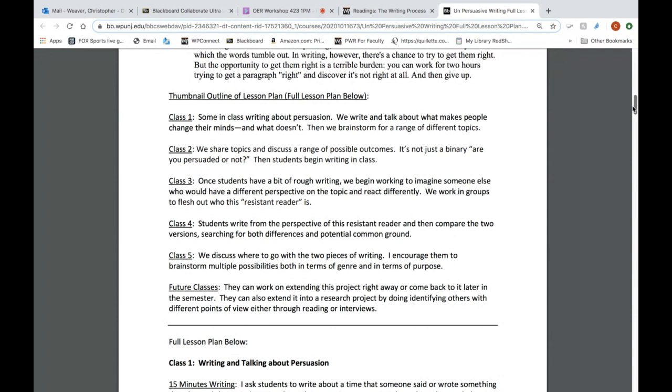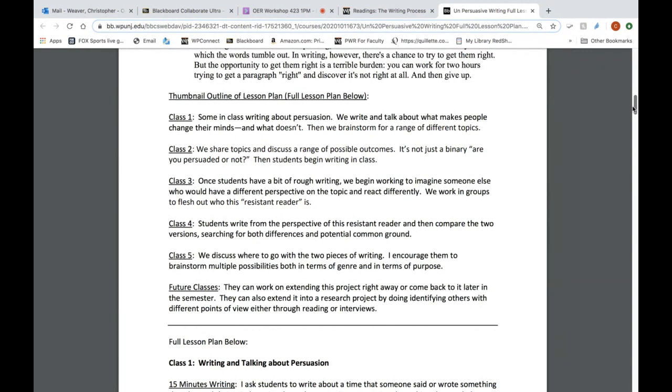So then what do they do with the writing that they've got? Okay, you've got these two pieces of writing. They're interesting. They share some things. Where are we going to go now? Well, we brainstorm possibilities. What can they do with this? The only thing that I tell them I don't want them to do is go back and write the traditional persuasive essay. But I want them to see other possibilities. So we brainstorm for possibilities.